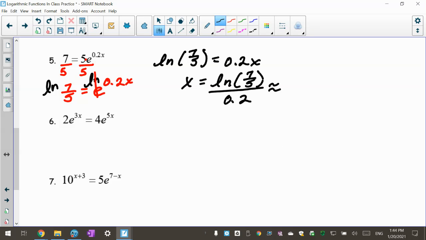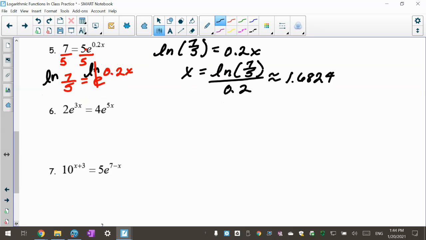And when I do, I get 1.6824. Okay, so that's fun. That's fun. I'm going to do one more on here. I'm going to wait and do 7 at another time. So let's do 6. Okay, 6 is a little bit more complicated.